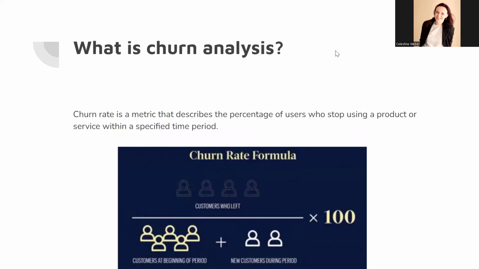So what is churn analysis, everyone? Churn rate is a metric that describes the percentage of users who stop using a product or service within a specified time period, could be over annual or monthly or however. The churn rate formula is essentially calculated with the customers who left versus the customers at the beginning of the period and new customers during that period. So this is essentially the formula, and it's always expressed as a percentage.